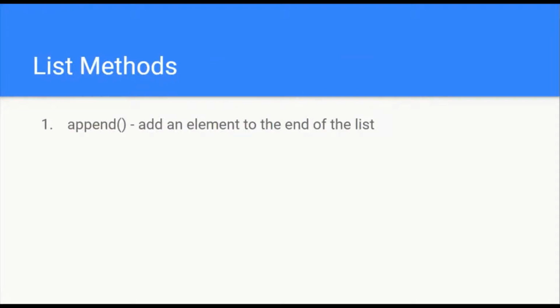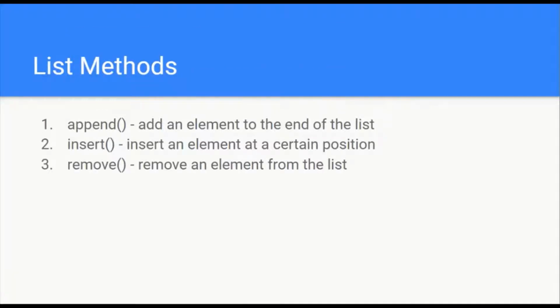The first method is our append method, which adds an element to the list. Second, we have an insert method, which is used to insert an element at a certain position. The difference between these two is that append adds an element to the end of the list, so at the last position, and insert inserts an element at any particular position that we want.